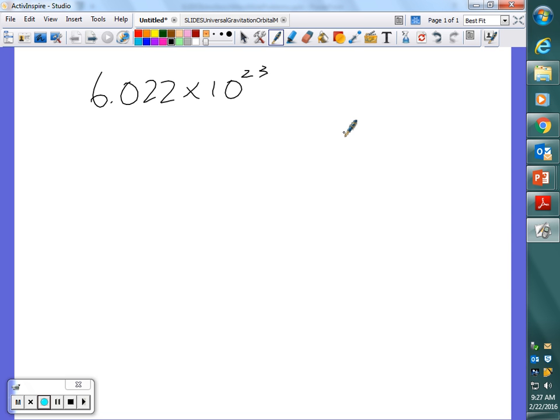Okay. Does that number look familiar? Yeah. Okay. Anybody remember what we call that number? It's Avogadro's number, or Avogadro's constant. Okay? Same thing. It's significant because this is the number of things in 1 mole of something.